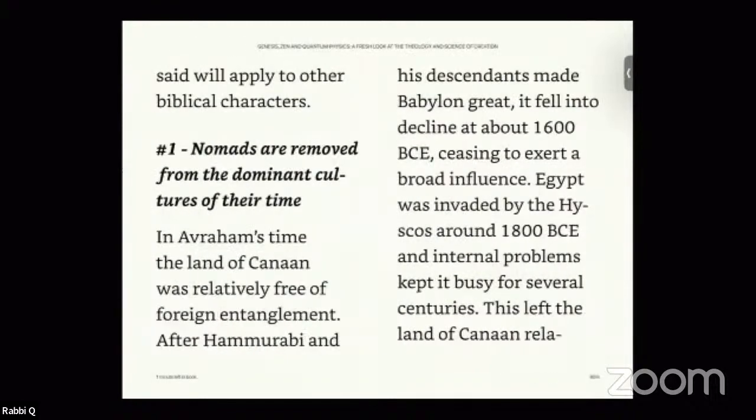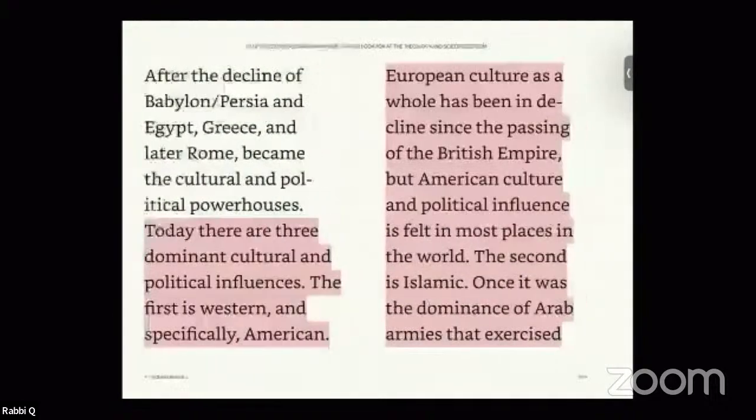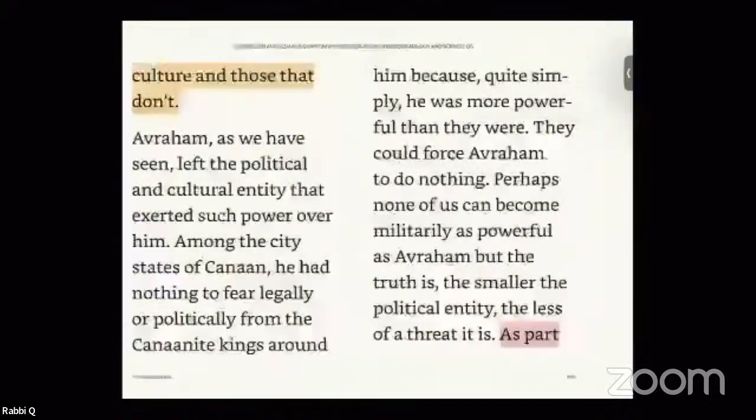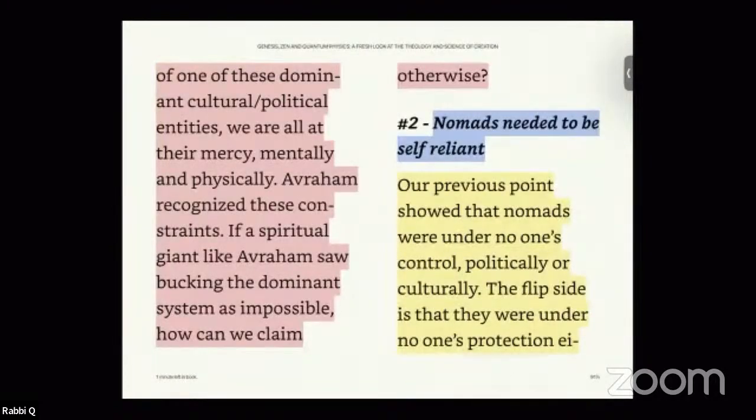Okay? All right. Now, second is going to be nomads needed to be self-reliant. They did not go to an auto mechanic to fix their car. They fixed the car themselves. Okay? They don't go and have a tailor repair their clothes.